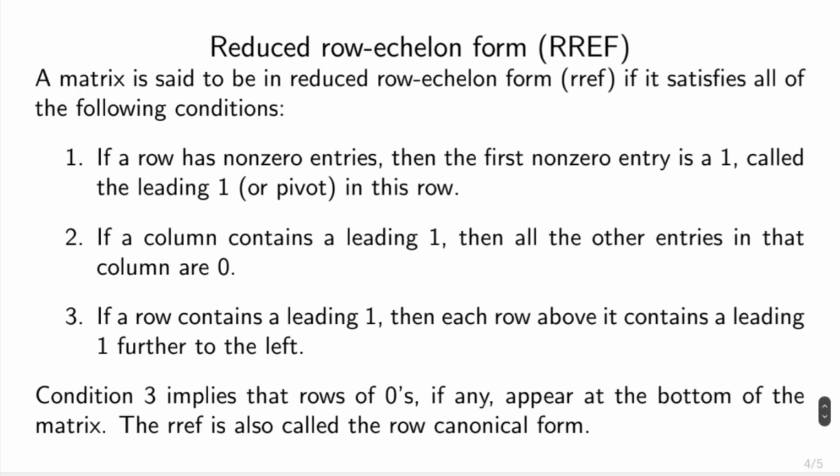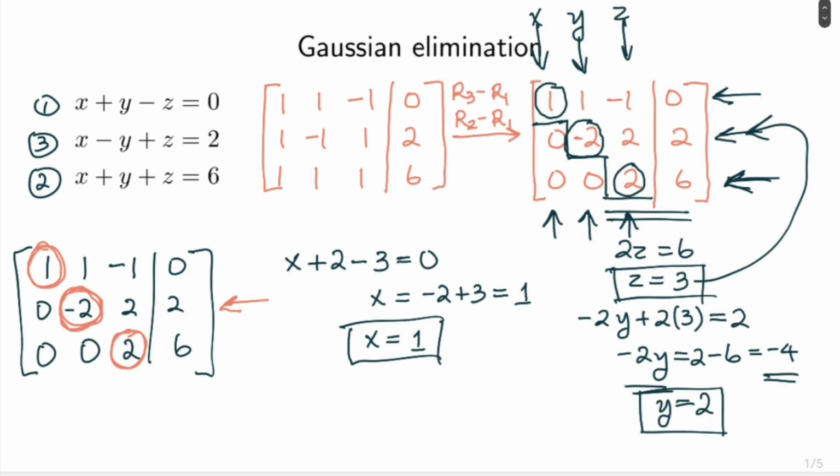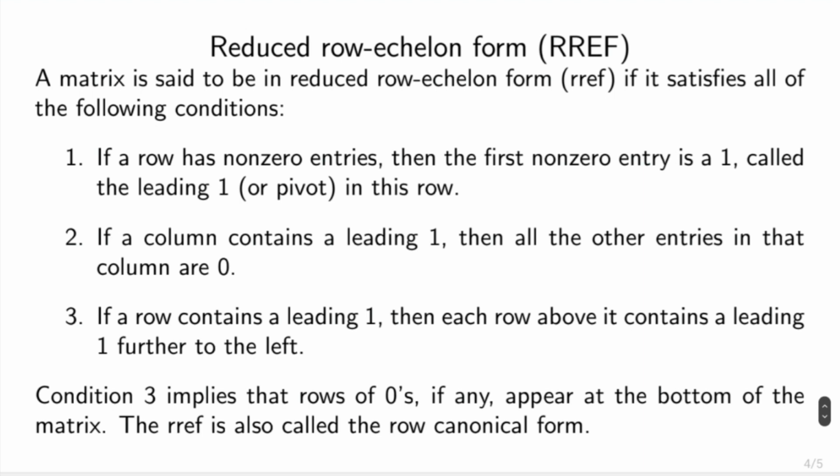That's the requirement. The second one is if a column contains a leading one, then all other entries in that column are 0. That means that here, after dividing by minus 2 to get 1, we should use that 1 to eliminate everything in this column. Everything in this column. So this 1 cannot continue to be there. It has to be eliminated. And then the third rule says if a row contains a leading 1, then each row above it contains a leading 1 further to the left. So this is the same as what we had in row echelon form.